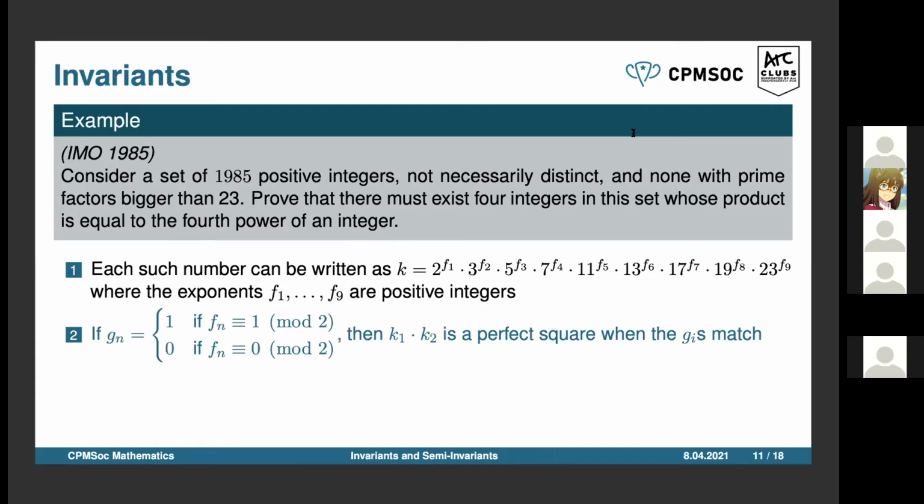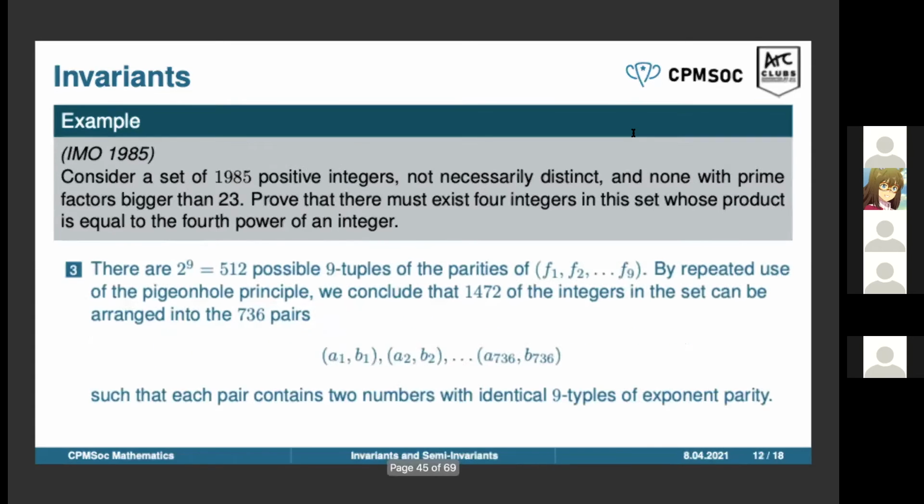So if you multiply two different numbers in your set together, if the two g values match, that means you add two numbers that are the same mod 2. You'll always get 0 mod 2. So your exponent will be even. So if all the exponents are even, you'll get a perfect square. Yeah, so you can go to the next dot point.